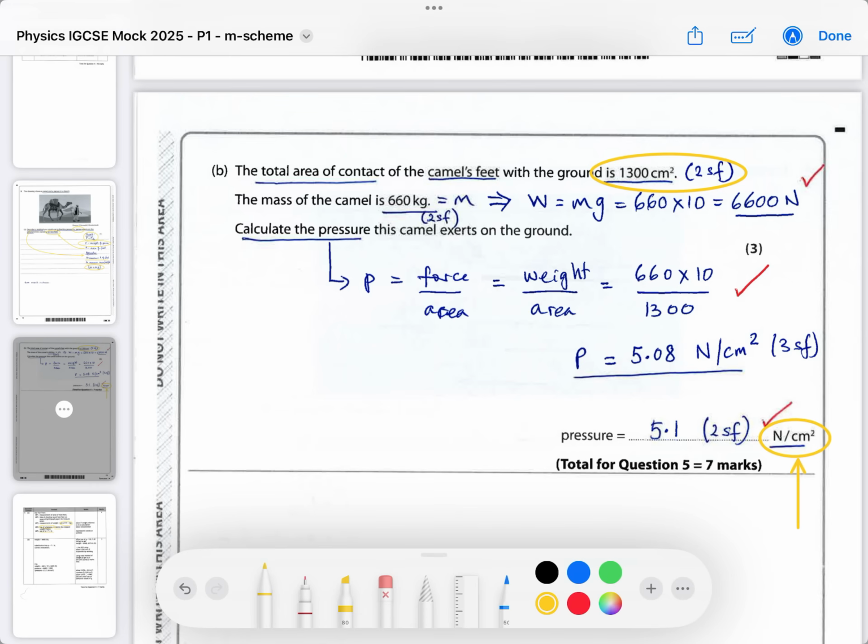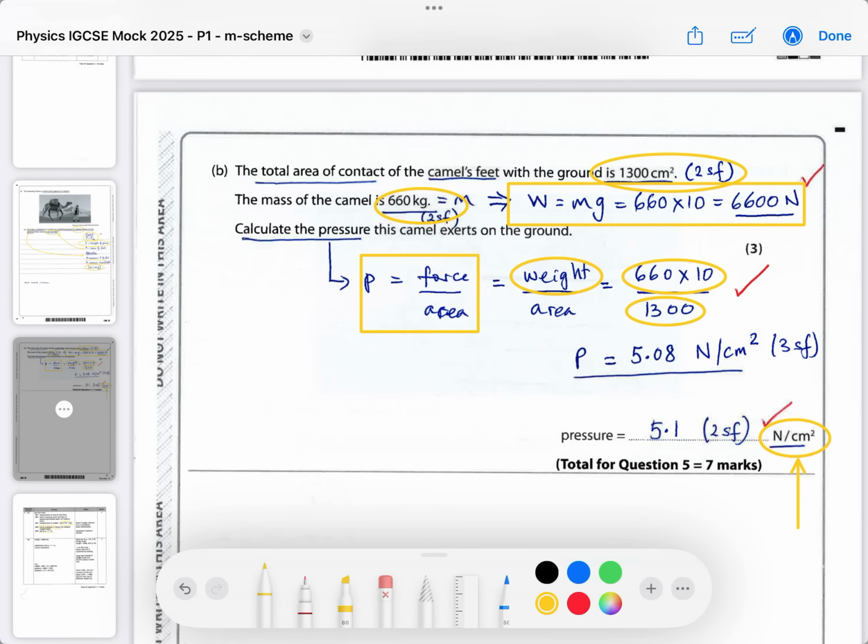Now remember, the mass of the camel is given, again, to two significant figures. But the mass is not what you put in the pressure equation. You've got to put force, and the force is the weight of the camel on its feet. So once you've got 660 kilograms, you've got to multiply by 10 in GCSE for the acceleration due to gravity. g is 10, so it'll be 6,600. So 660 times 10 divided by 1,300, the area of the feet of the camel.